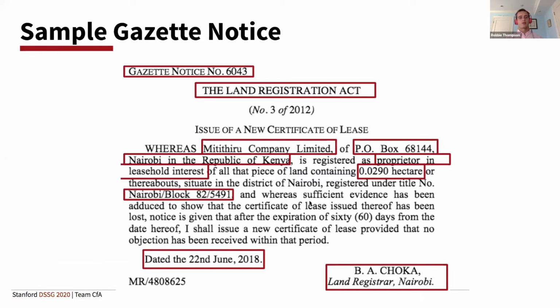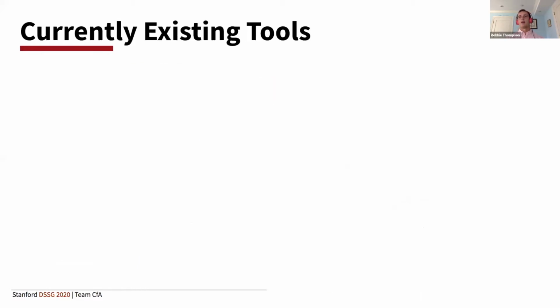So before I talk about how we did that, I just want to familiarize everyone in the audience with some of the other tools that are out there to look at these Kenya Gazettes. So if you wanted to know more about Miti Through Company Limited, how could you do that? Well, all these gazettes are scanned and they're available online. So we'd like to thank our partners for making that happen.